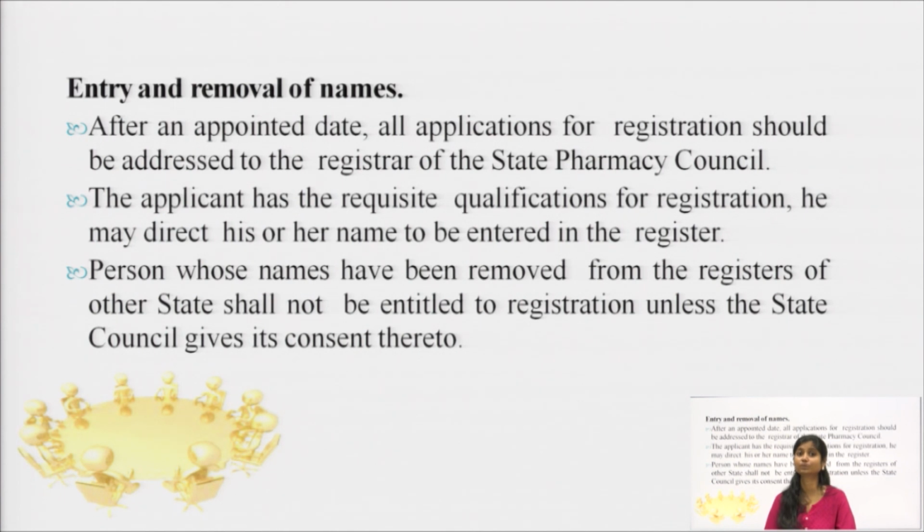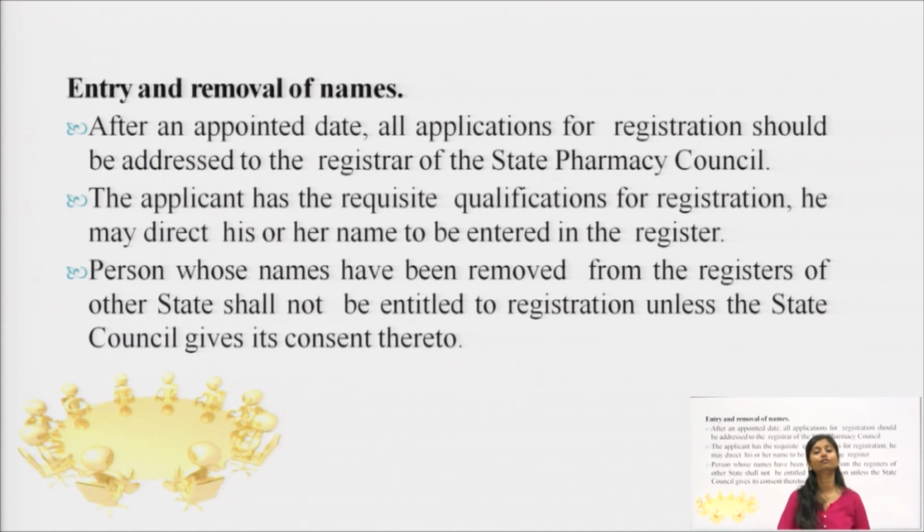A person whose name has been removed from the register of another state shall not be entitled to registration unless the state council gives its consent. For example, अगर आपने अपना registration कराया है MP में, but वो वहाँ आपका registration नहीं ले रहे हैं and you have to come back, then आप ये सोचो कि यूपी को तो पता नहीं है, यूपी स्टेट गवर्नमेंट को, हम यूपी में करवा लेते हैं, तो ऐसा नहीं होगा. If you have already been a resident of MP government, then you have to take the consent of MP government to transfer your name to UP government.